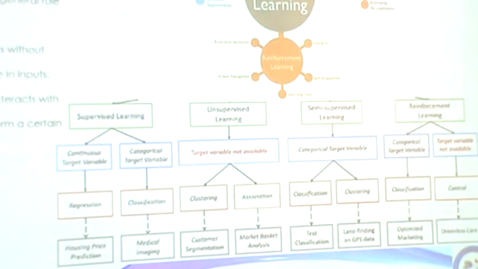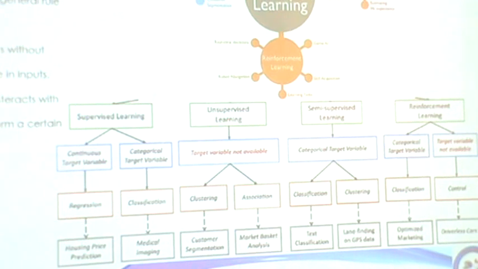Similarly, we have classification also. We use the classification algorithm for medical imaging, like X-rays and scans. And in unsupervised learning, we have clustering and association.